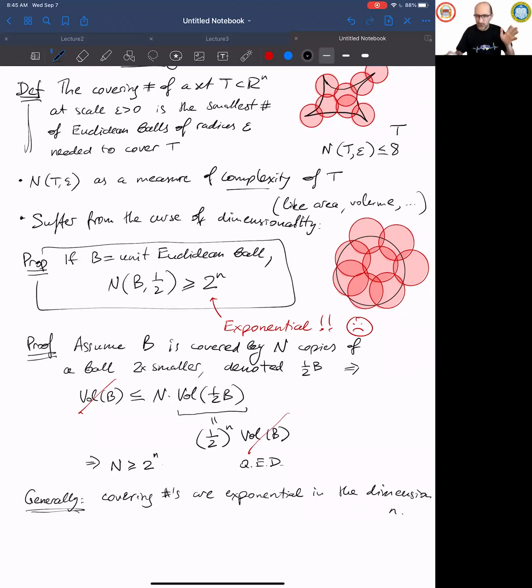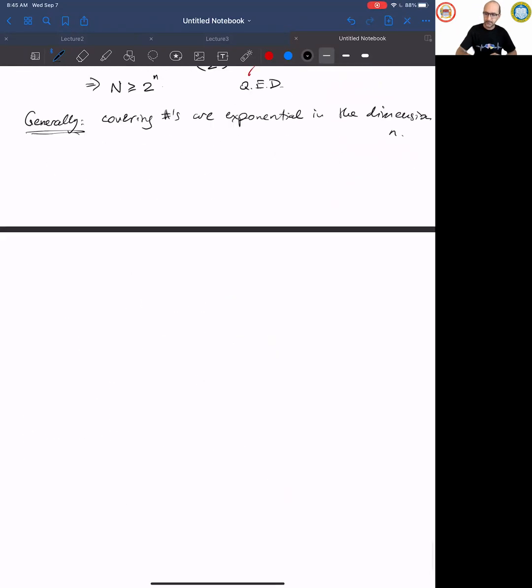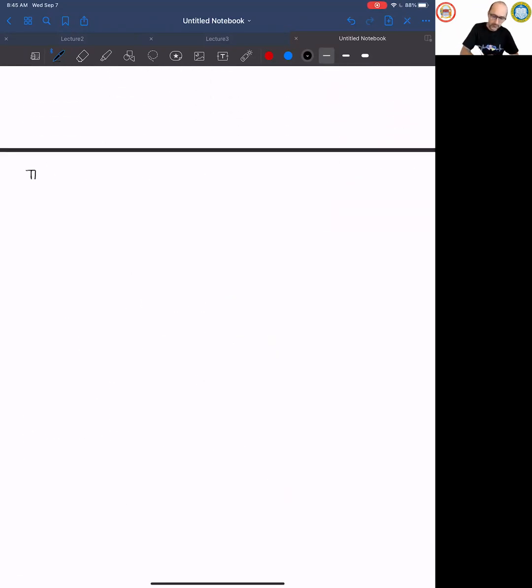So this is kind of bad news because we don't like exponential and exponentially large in data science. Now, the good news, this is not always happening. And there are very nice examples where covering numbers are actually polynomial. And these examples are polytopes with few vertices. So here's a theorem that we will prove. So not always.